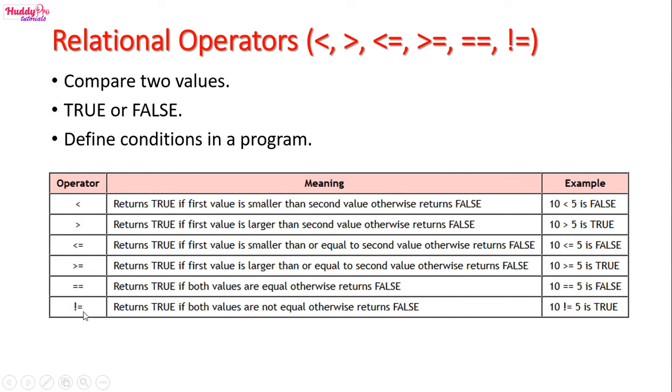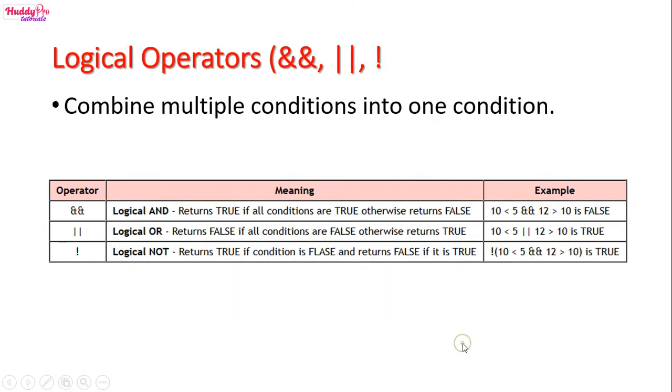Then this is the not equal to operator. The description is there, and this is not new. For example, this is an example. 10 less than 5 is false, and 10 greater than 5, we know that in actual sense 10 is greater than 5, so that is true, and so on and so on.